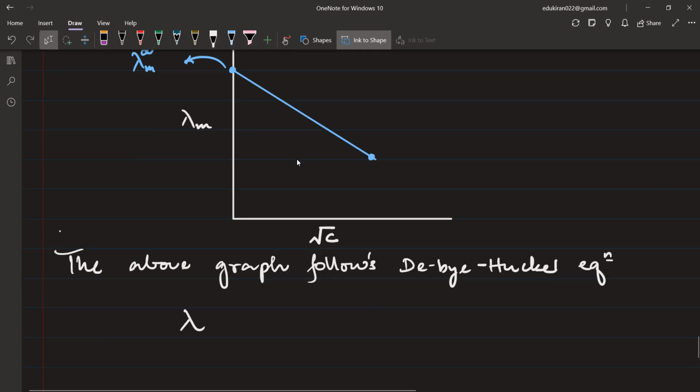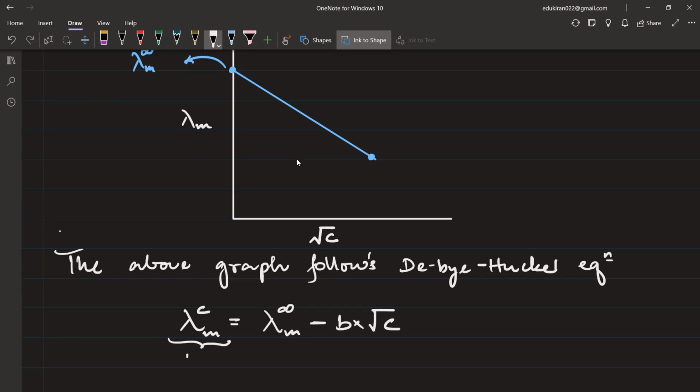Now they have said that lambda m at any concentration is equal to lambda m at infinity minus b into root of concentration. So this is your c, minus b is your m, and this is your x. So y is equal to mx plus c.